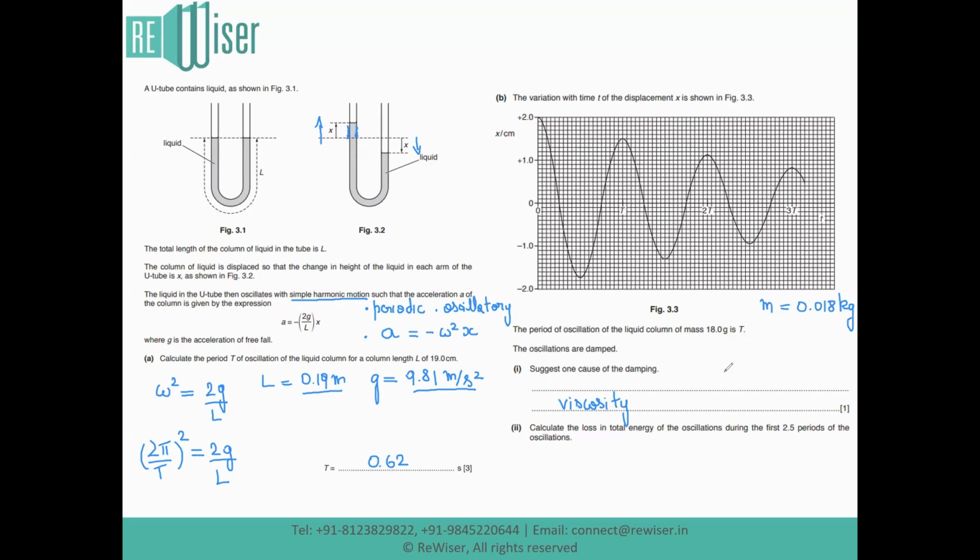Moving on to part 2, calculate the loss in total energy of the oscillations during the first 2.5 periods of oscillations. Now, we ascertain that one complete period is from one peak to another. This is the second time period, whereas this is exactly 2.5 time periods. The amplitude at the initial point is exactly 2 centimeter, while we notice here that the amplitude is approximately minus 0.95 centimeter.